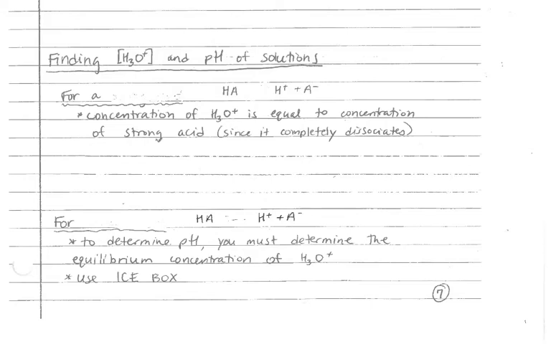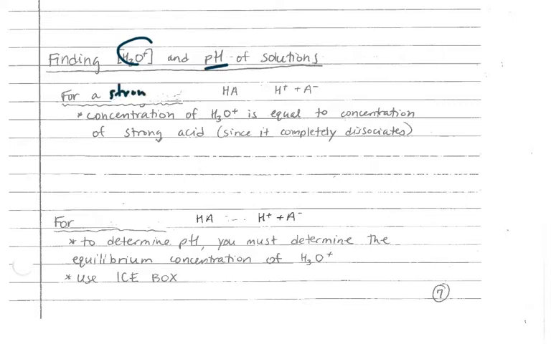Alrighty, so we're picking up on page 7 of the chapter 16 notes, talking about how to find the concentration of hydrogen or hydronium ions and to calculate the pH of solutions. And this is going to be different for strong acids versus weak acids.